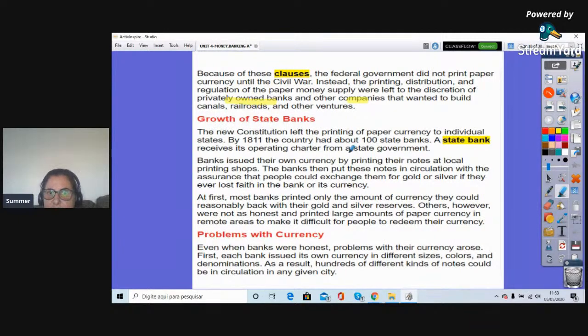The new constitution left the printing of paper currency to individual states. So by 1811, the country had about 100 state banks. A state bank receives its operating charter from a state government.